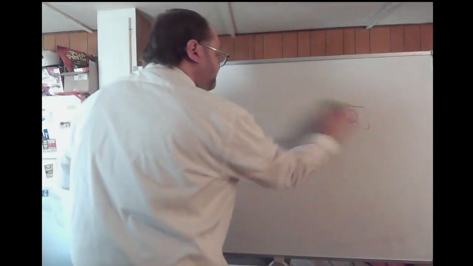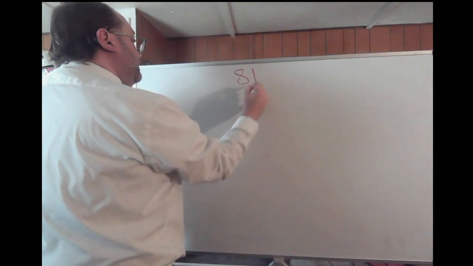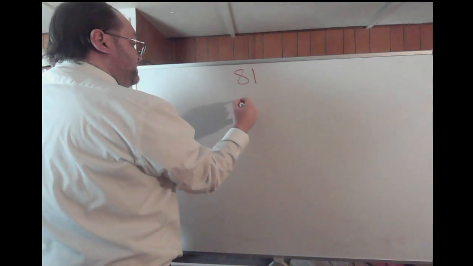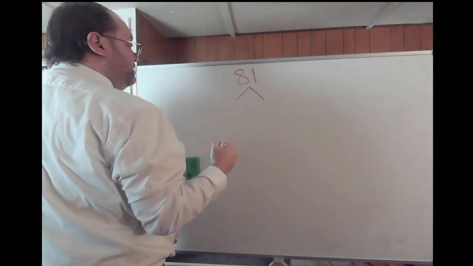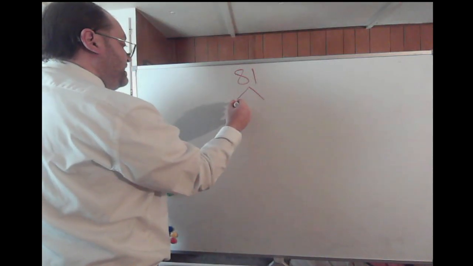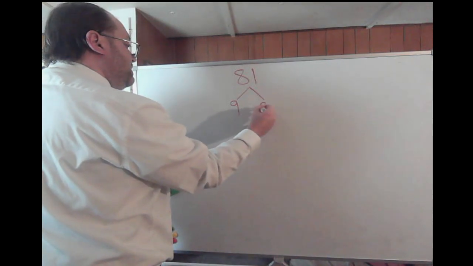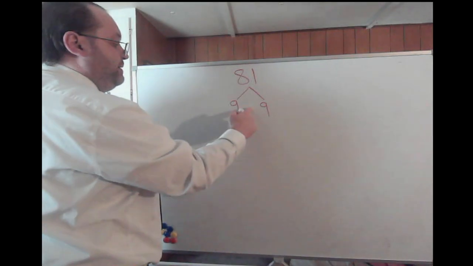Alright. How about 81? So we have 81 here. 81's definitely a composite number. It's got several factors besides 1 and 81. So let's start with 9 and 9. 9 times 9 is probably our greatest example of factors, right?